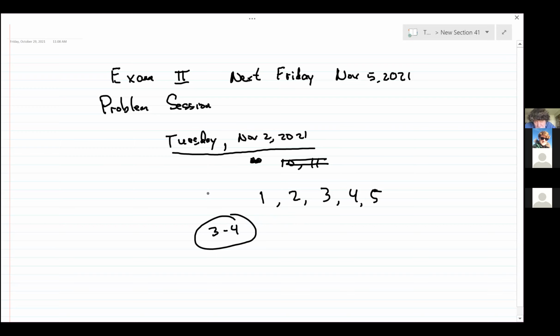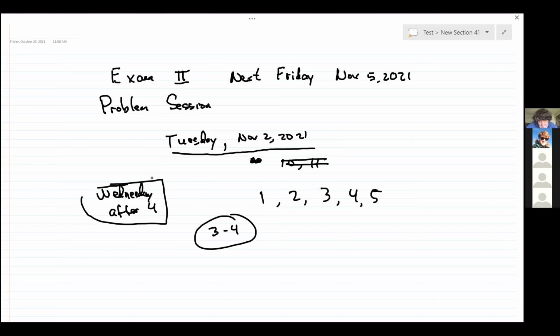By the way, we could also do it on Wednesday. But the problem with Wednesday for me is I have classes, but I'm pretty much free after 4. I don't know if that works better for some people. I know for me on Tuesday, any time from 2 to 4 will work out, and that includes this time.